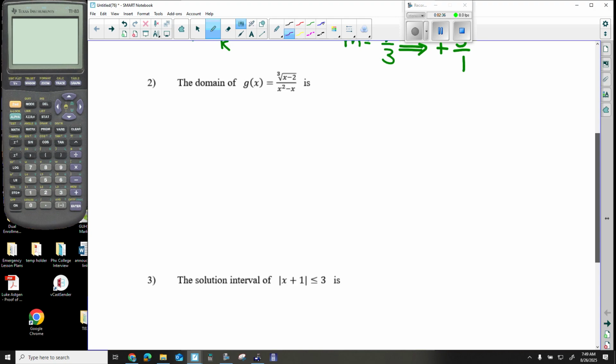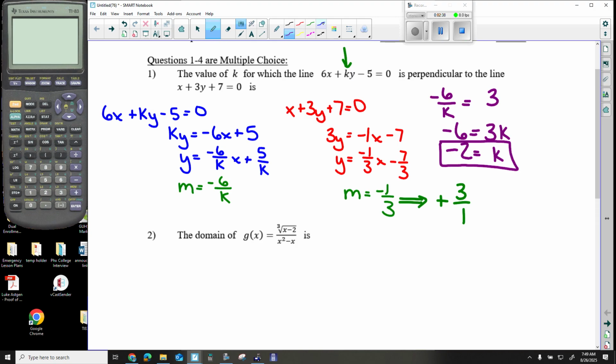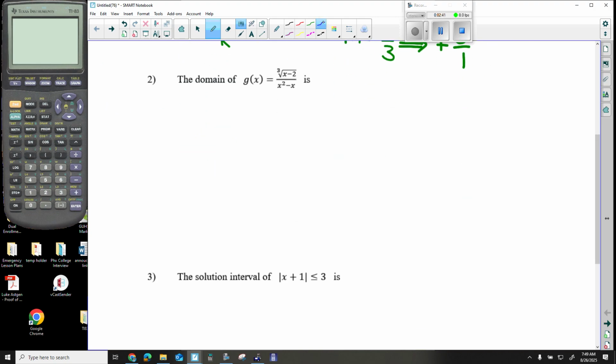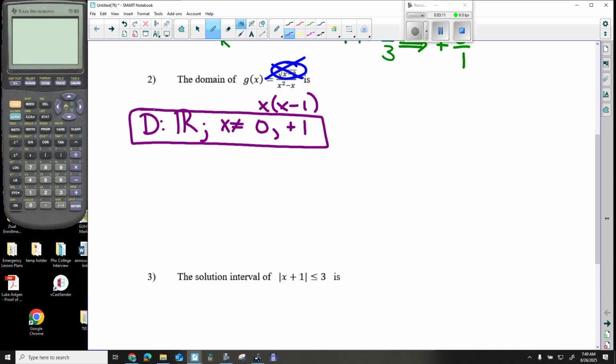Okay, the domain. Domain is any bad math. All right, the cube root is all good. It can take negative numbers. It can take everything. So no bad math is going to come from that. So the only bad math that I potentially see is the bottom zeros. So x minus 1 implies that x is not going to be equal to 0 or positive 1. So the domain itself would be all real numbers, x not equal to 0 or positive 1. Everything but those numbers, it's all good.